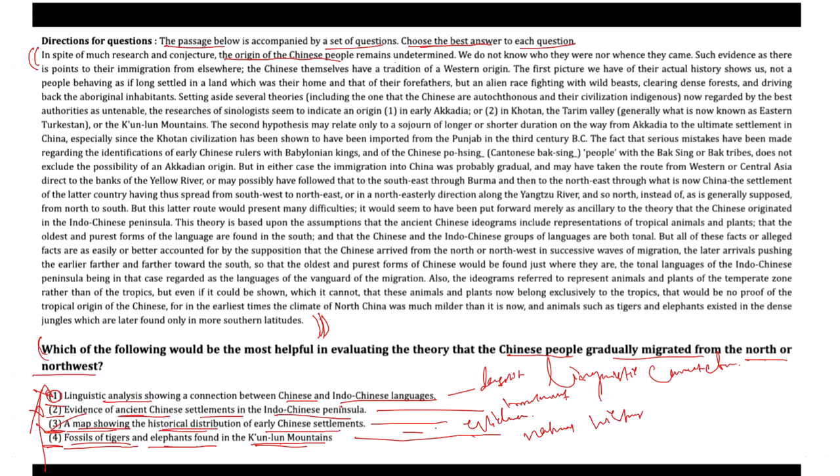But if you look at option three, it directly addresses the theory in question. A map showing the distribution of early Chinese settlements would provide valuable evidence to evaluate whether they gradually migrated from the north or northwest, isn't it? So we can say that a map supports the theory that the Chinese people migrated from the north or northwest. Compared to options one to four, three is the most suitable answer.